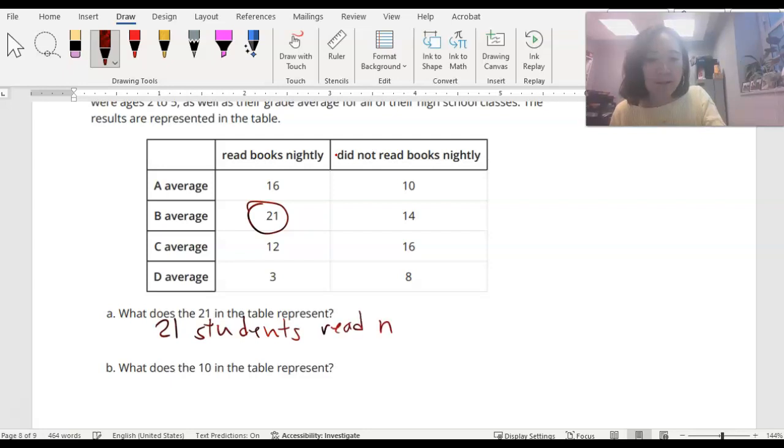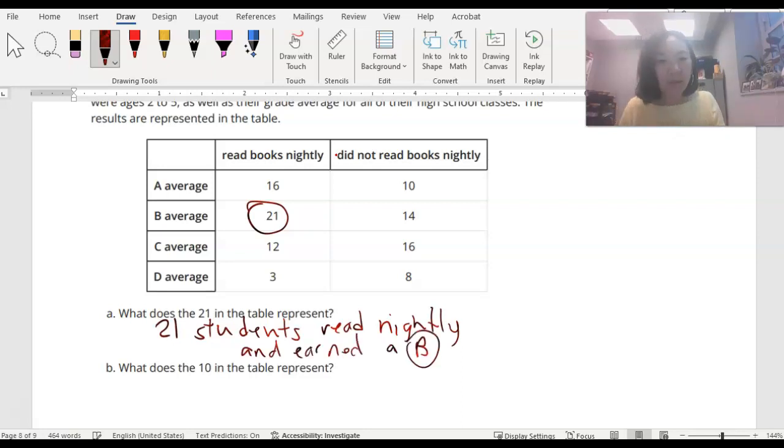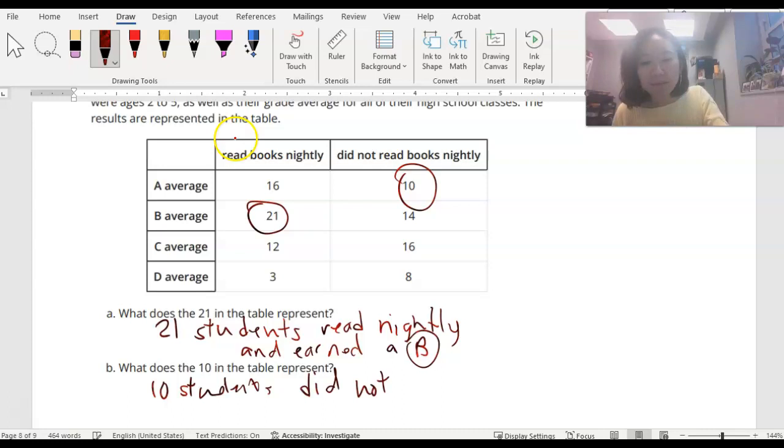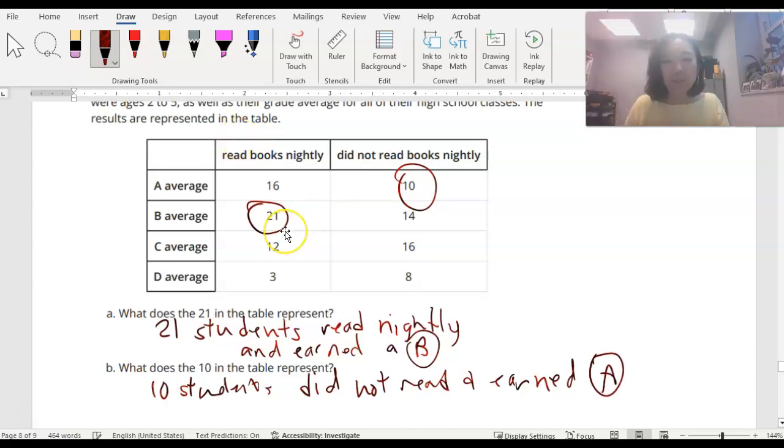read nightly and earned a B. The 10 in the table says 10 students did not read and earned an A average.